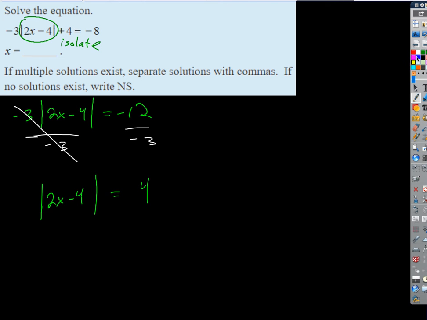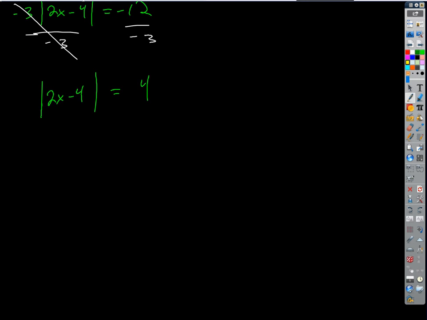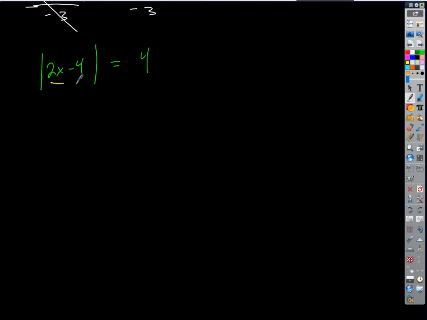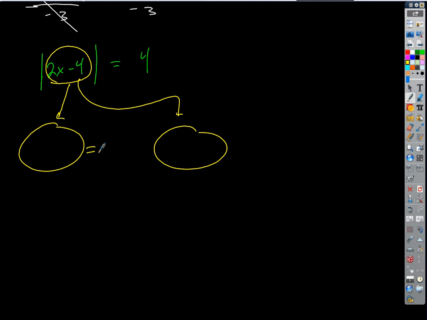So next step, whatever's inside is either going to equal +4 or it's going to equal -4, right? So it's 2x minus 4. Now those are regular equations that we can solve. In both cases, it's easy. We just add 4 and divide by 2, right? You could all tell me that.